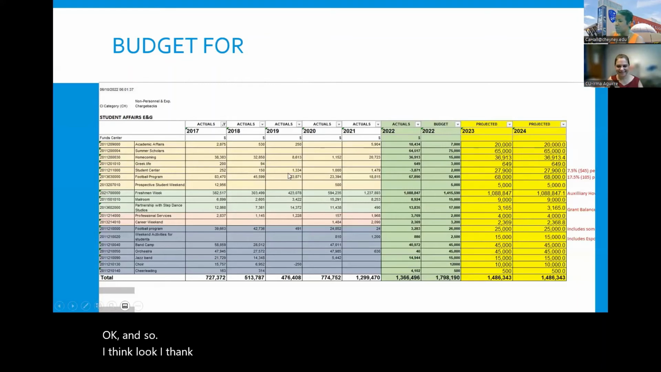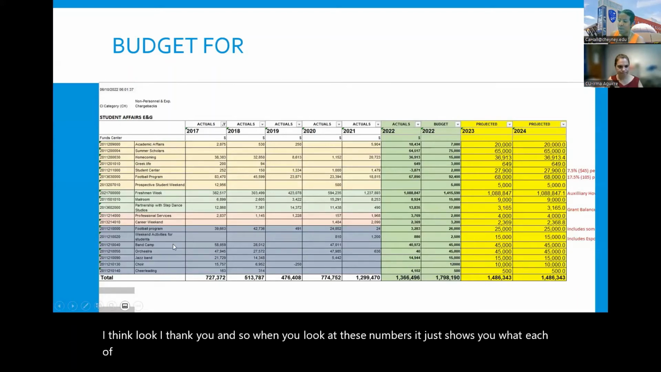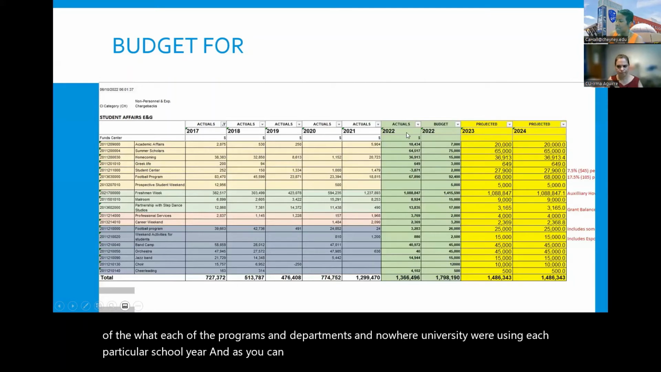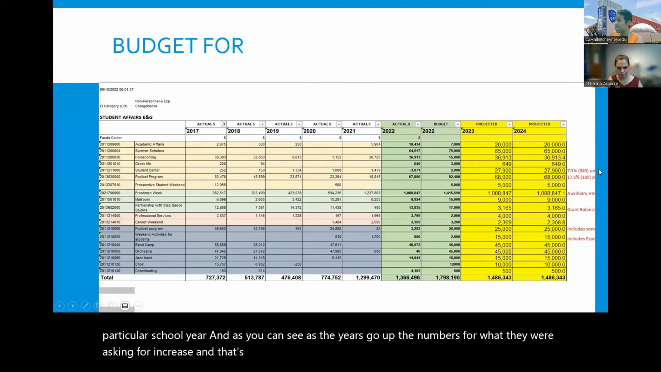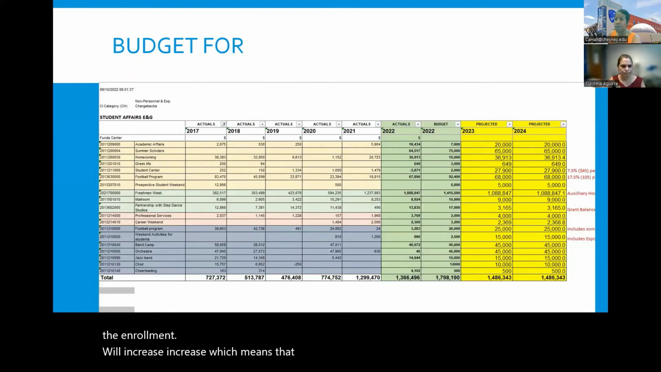And so when you look at these numbers, it just shows you what each of the programs and departments at Nowhere University were using each particular school year. And as you can see, as the years go up, the numbers for what they were asking for increase. That's because at Nowhere University, they were expecting enrollment to increase, which means that more monies would be needed to provide services for the students.